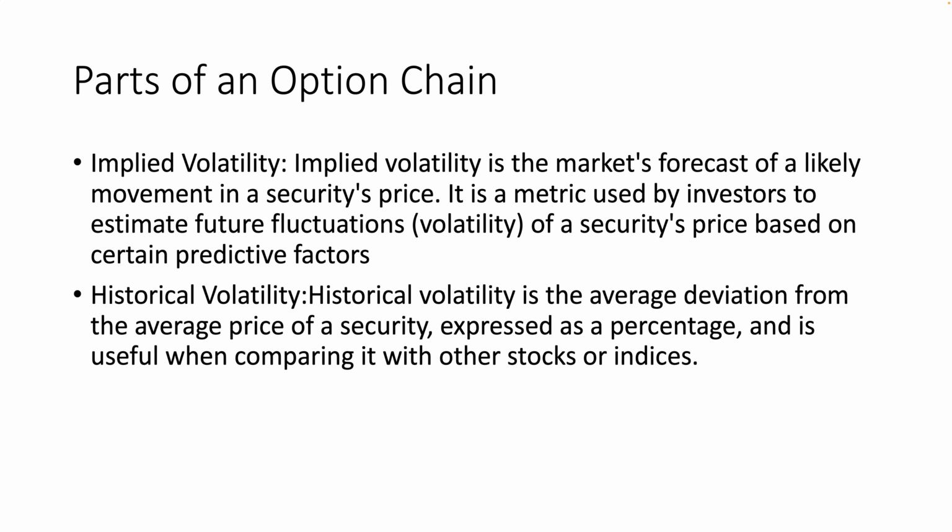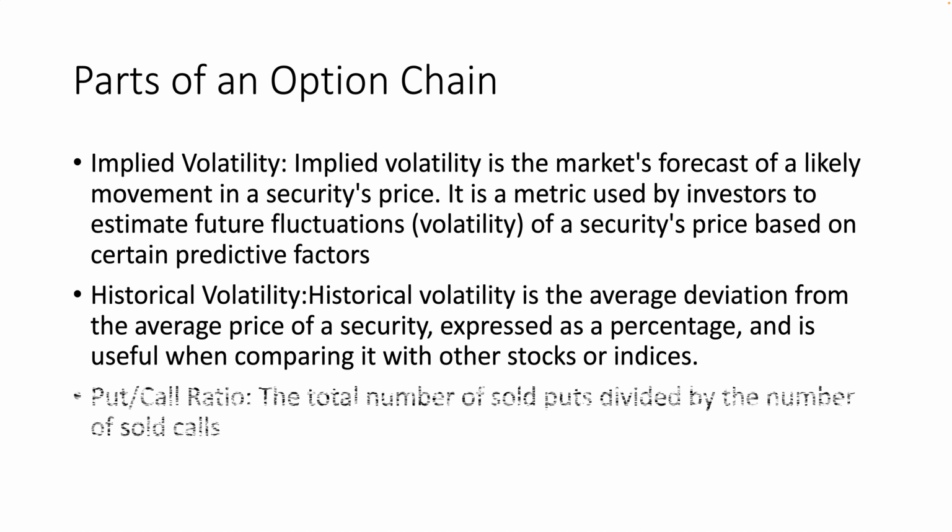Historical volatility is also seen quite often on option chains, which is the average deviation from the average price of a security, expressed as a percentage, and is useful when comparing it with other stocks or indices, or even just with previous values of the same underlying asset. For example, if a historical volatility 2 days ago was at 10% and it goes up to 15%, that means the volatility has increased for the stock.